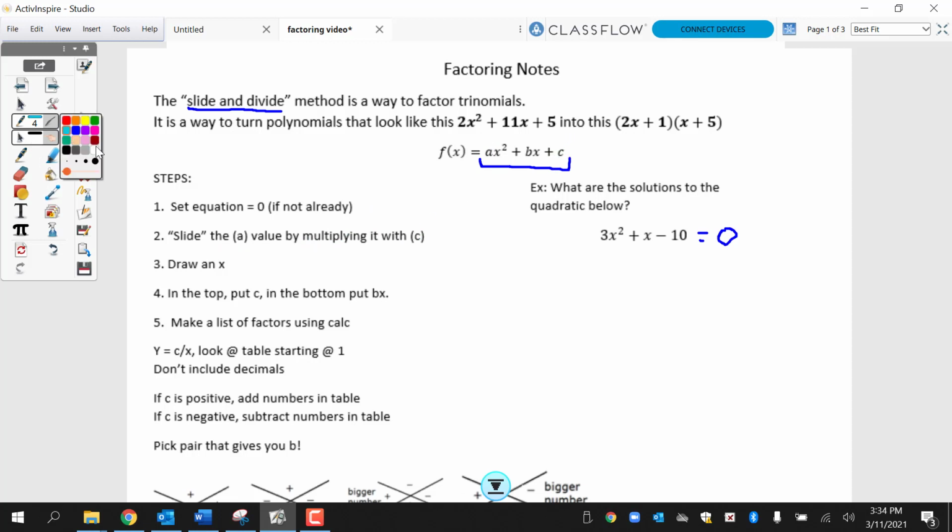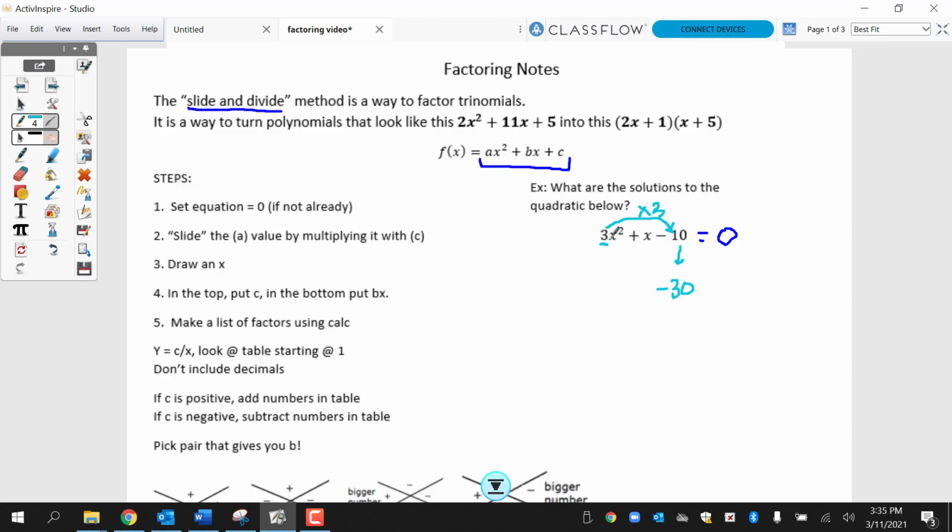So what does that look like? Here we go. Our A number in our example is a 3. So we're going to take that 3 and multiply it with the number at the end, which is C. So we're doing 3 times negative 10. We would type that in Desmos if we were not sure, but I know that 3 times negative 10 is negative 30.